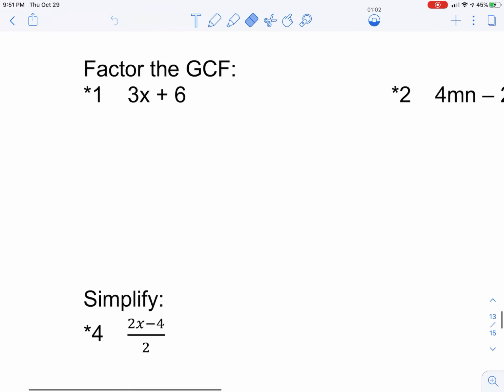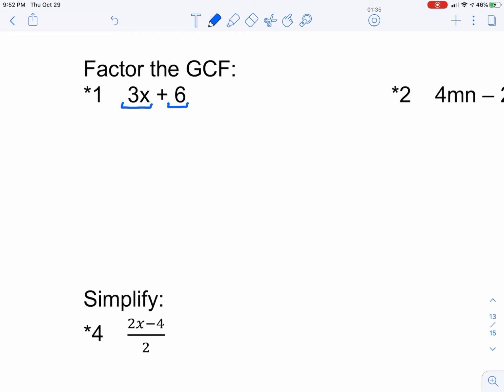So let's look at our first example here. We want to look at 3x plus 6, and we want to be able to factor the greatest common factor. So what does that mean? That means I want to take this expression and turn it into two factors. When I think about the greatest common factor, I'm going to show you that we're using the opposite of distributing. So what do I mean by that? Well, let's take a look at this.